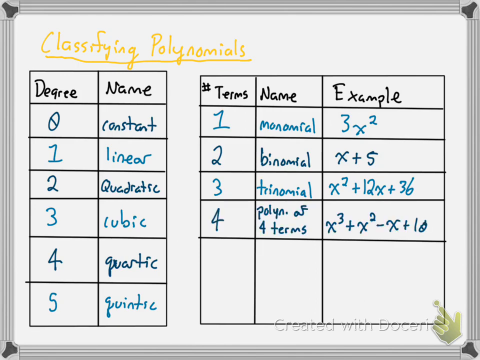And then once you get to 4 terms, they just stop giving it special names. So if you have 4 terms, they would call that a polynomial of 4 terms. And if you had 5, you would say polynomial of 5 terms. So really, the main thing to know here is that 1 term is a monomial, 2 terms is a binomial, and 3 terms is a trinomial. Those are like the only fancy names.